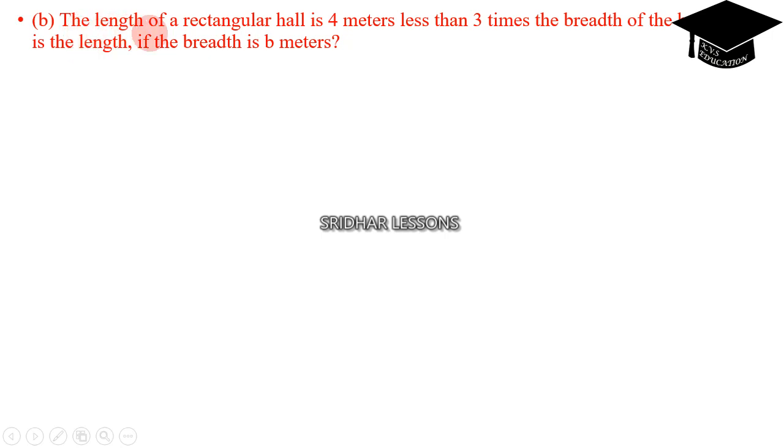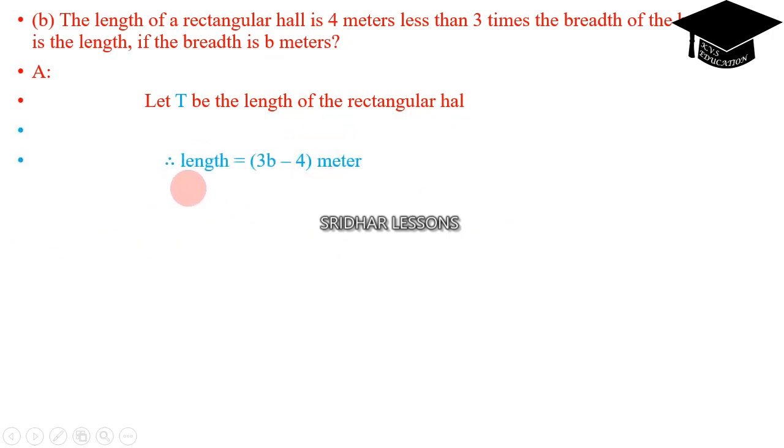Next question. The length of a rectangular hall is 4 meters less than 3 times the breadth of the hall. What is the length if the breadth is b meters? Let l be the length of the rectangular hall. Then length is equal to 3b minus 4 meters, where b represents the breadth.